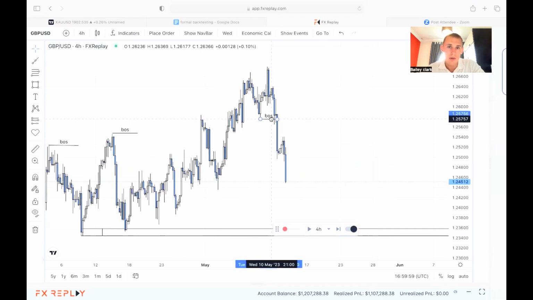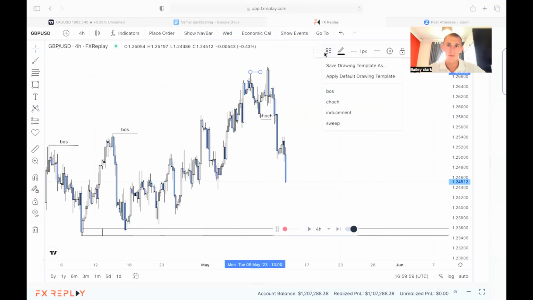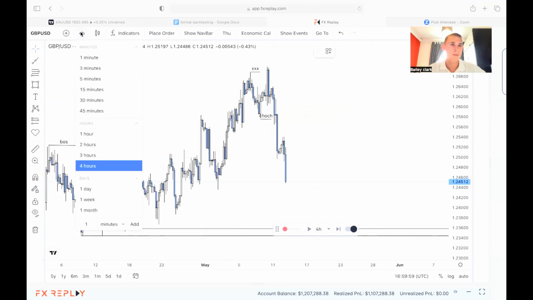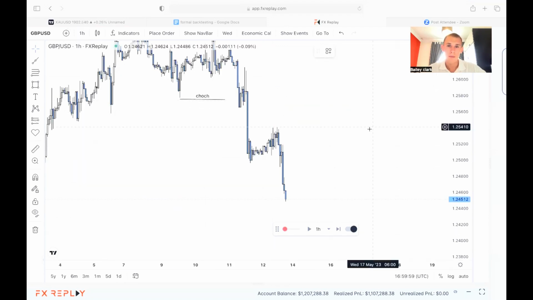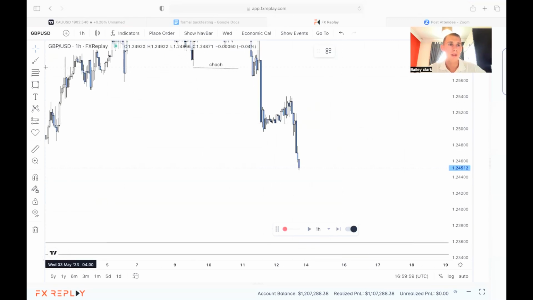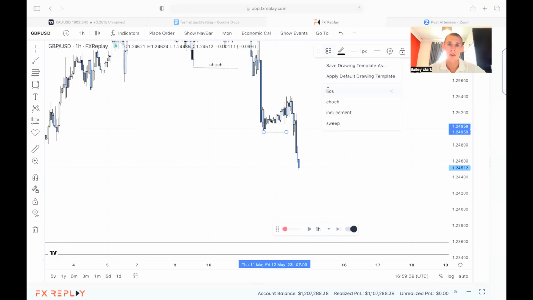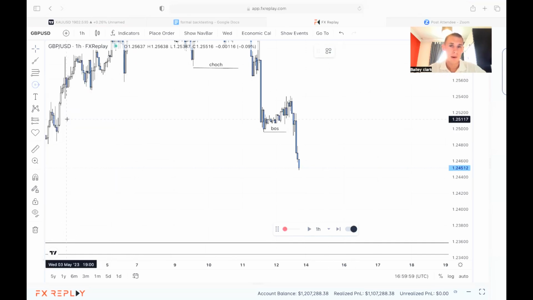So if we mark on the new structure, we've had change of character here on the 4-hour after we swept the previous high, which we can mark on as well. So now we can look at potential sells. Following the structure once again, we have hourly breaker structure just here. We have this hourly POI.